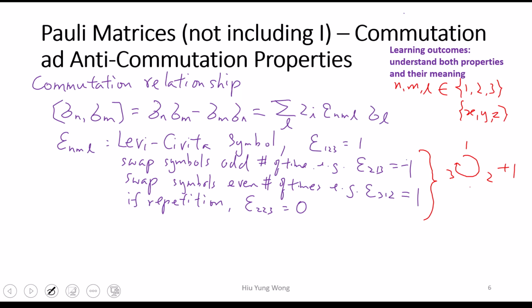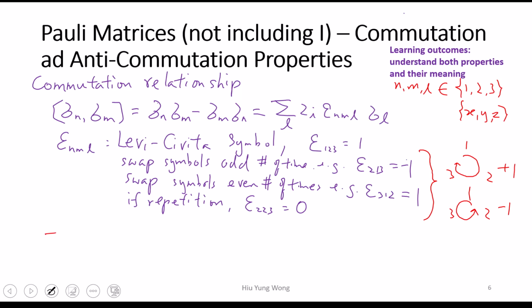But if it's opposite, the symbol becomes 1, 3, 2, 3, 2, 1, 2, 1, 3, 2, 1, 3, then it's negative 1. That's another way to memorize if you want. Okay? So here is very troublesome. Then let's look at this again. We can really look at this and do it carefully.